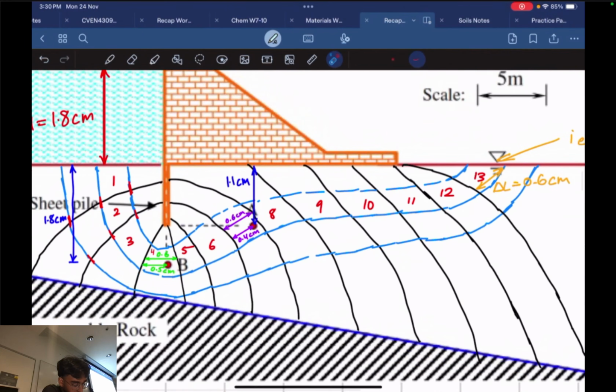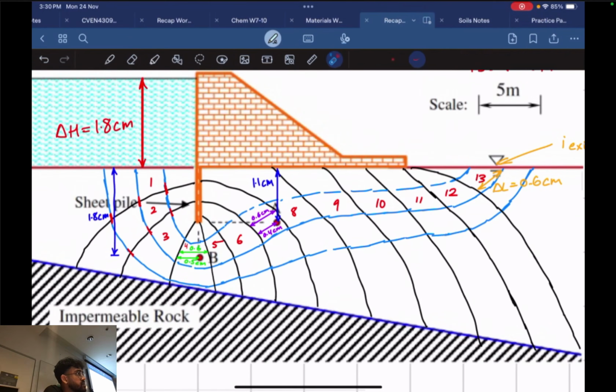Over here, we don't connect it up here because there's no water here. This is technically a flow line as well. So we'll go all the way around and up here. So which one do you go first? Personally, I like to do the equipotential lines first. It's up to you.